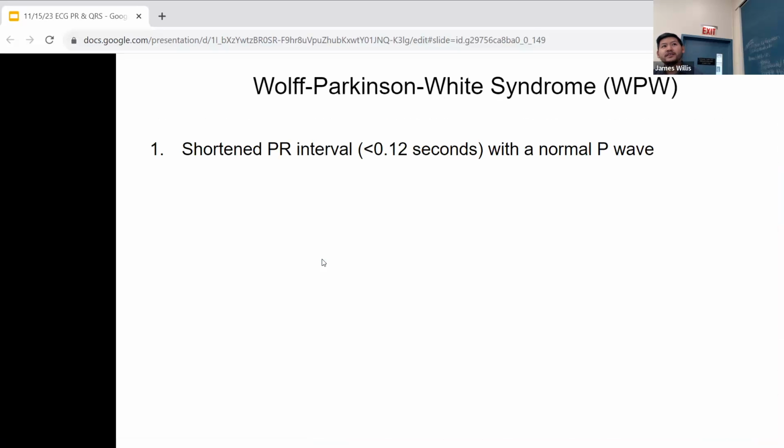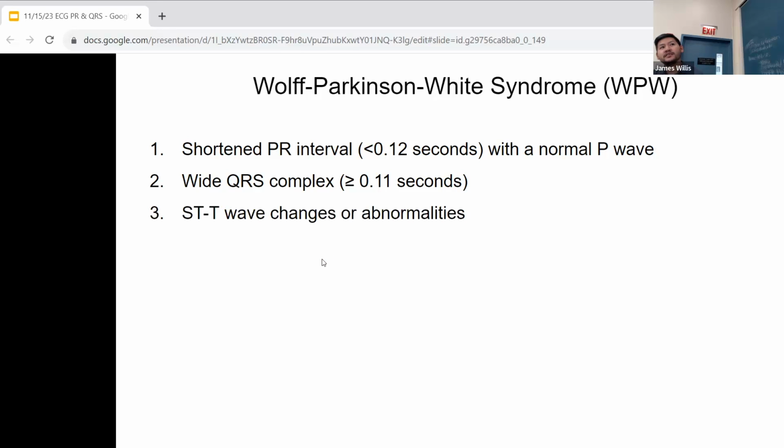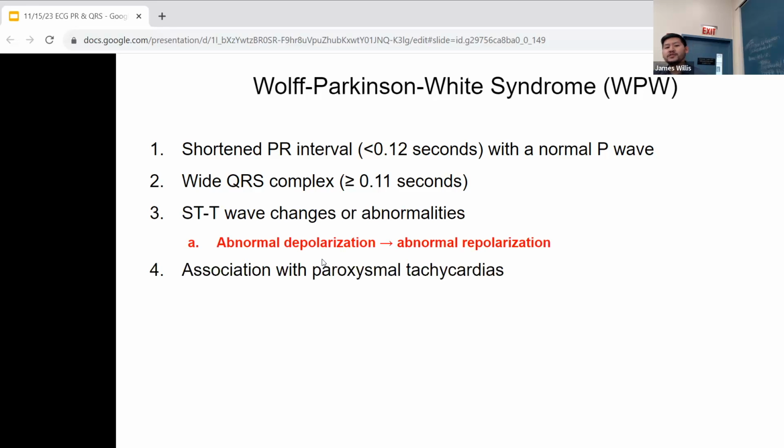So what are the criteria of WPW syndrome? You have a shortened PR with a normal looking P wave, wide QRS complex, greater than 110 milliseconds. You can have ST wave changes or abnormalities, kind of like what Shane was saying, a strain pattern. And it has to be associated with paroxysmal tachycardias.